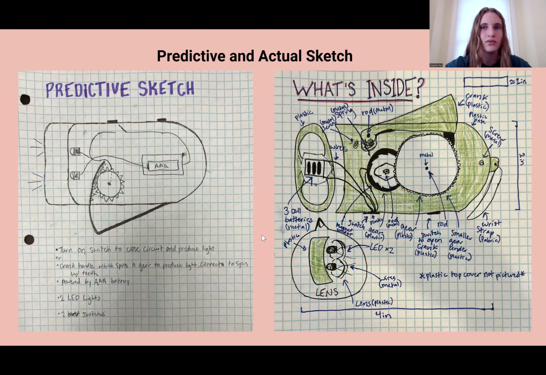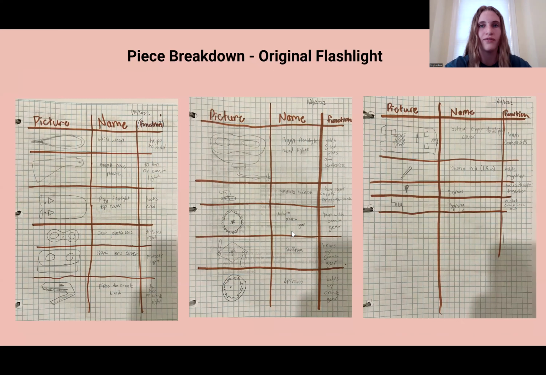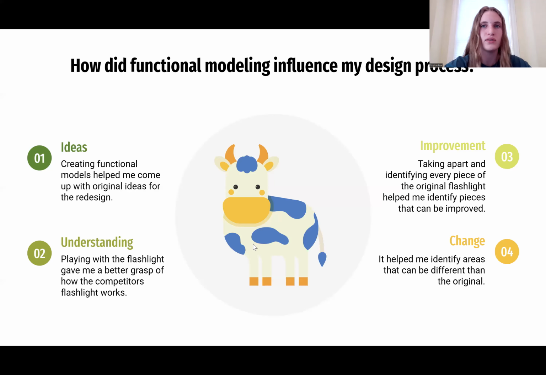After I learned how my competitor's flashlight worked, I drew my prediction of what was inside, which is on the left. And then I opened up the flashlight and drew a picture of what was actually inside, which is the picture on the right. Then I further disassembled the original flashlight and identified the function of every single piece inside of it.